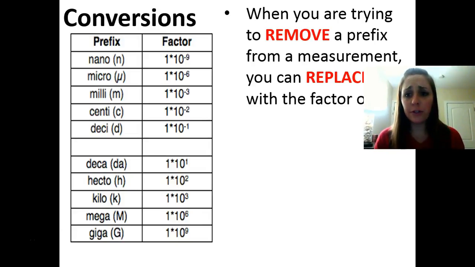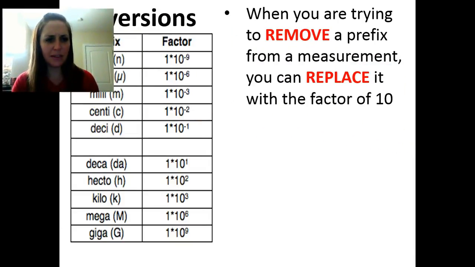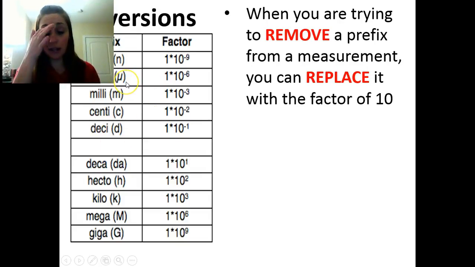So how to do metric conversions? We're going to do one-step conversions, and the first one we're going to talk about is removing a prefix. So when you remove a prefix, you're going to replace it. Remove, replace. So you replace it with the base 10. So that's from this chart over here, which my face is covering part of it, but these guys over here.